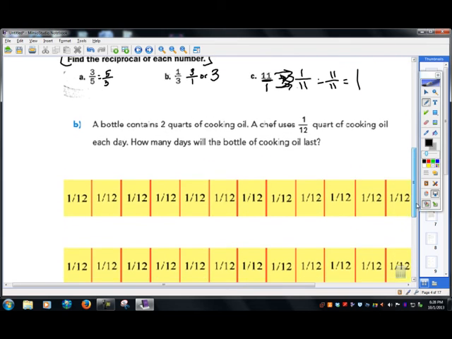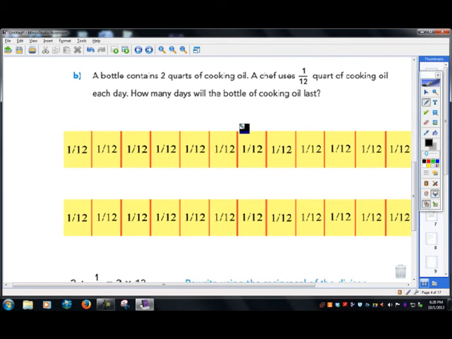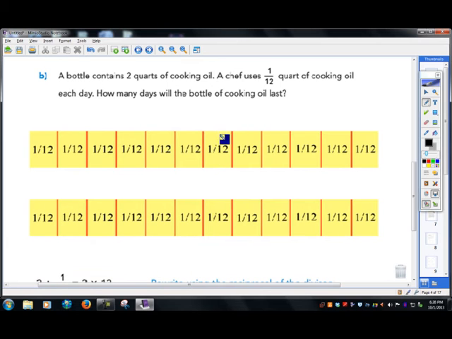Okay? All right. A bottle contains 2 quarts of cooking oil. A chef uses 1/12 quart of cooking oil each day. How many days will the bottle of cooking oil last? So what I've got here is I've made what we call a strip diagram. Okay, it's kind of similar to a bar model that you guys might have done. We call this a strip diagram. And basically what I want you to see is we have 2 of these, which means this represents 1 quart. And then this whole strip down here represents 1 quart.